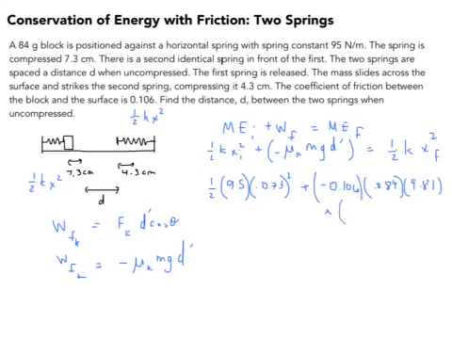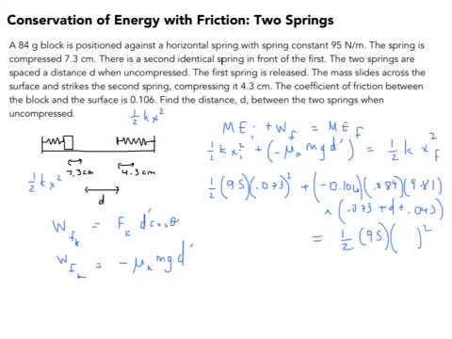So d prime is 0.073 plus d, it's 7.3 centimeters plus d plus 4.3, so we need the 4.3, which is 0.043. And that's the left side of the equation, which equals 1/2. It's the same spring constant for this spring, because they're identical, the problem says. So our spring constant is 95.